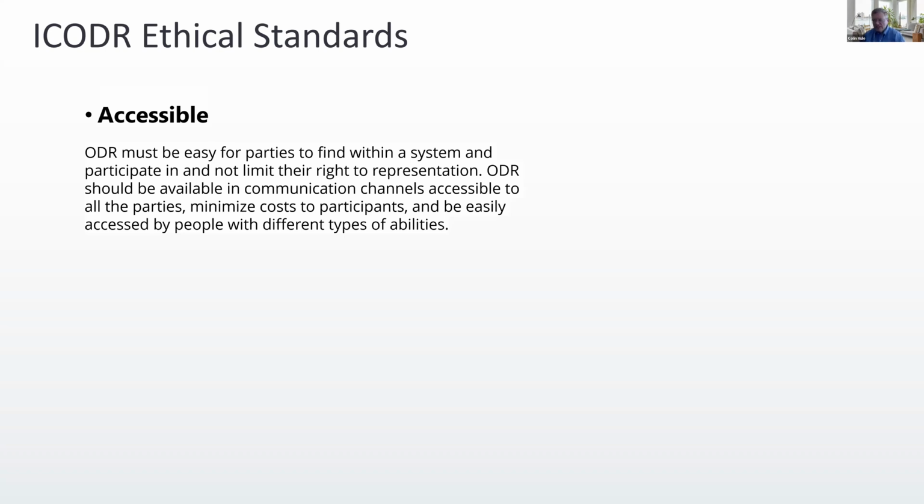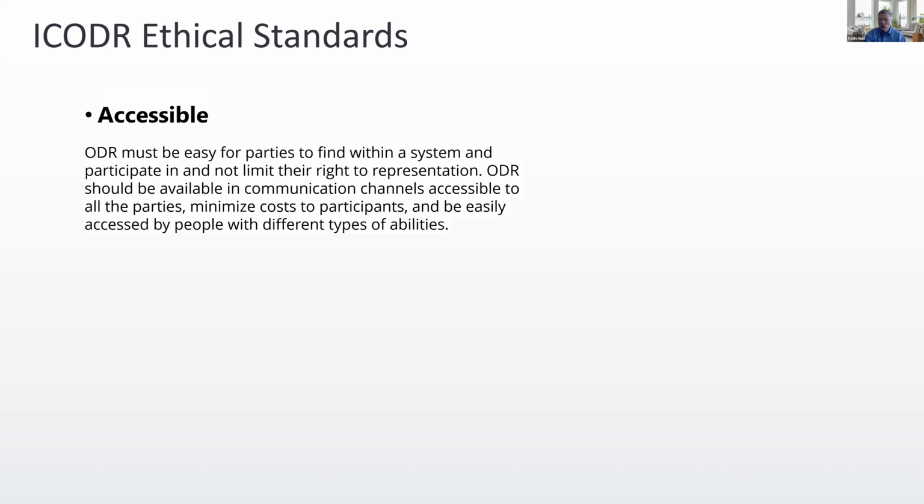But there are other aspects of accessibility that we call out here that I want to highlight. First of all, ODR must be easy for parties to find within a system and participate in, and also not limit their right to representation. So it might be that there are some regulations around who can use the ODR system that would limit that accessibility. That is another barrier to accessibility. Also, ODR should be available in communication channels accessible to all the parties. So it might be that you make ODR available, for instance, over a mobile device, but one of the parties doesn't have access to a mobile device. So that would be another limitation on accessibility. It should also minimize cost to participants. That's another barrier to access.